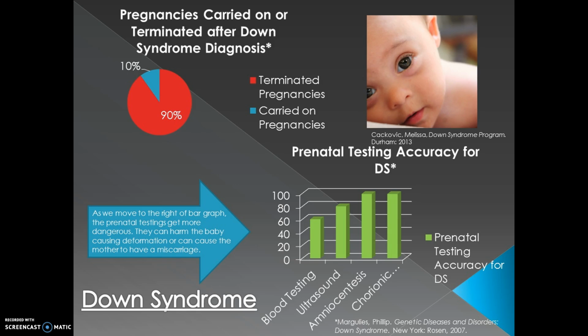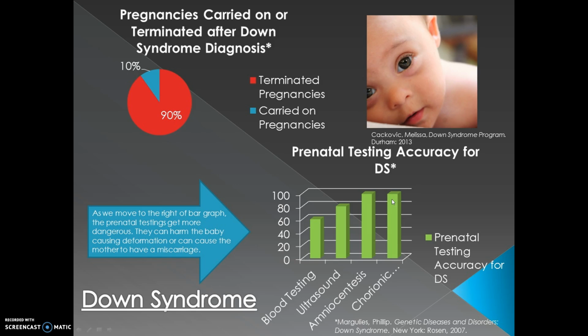Okay? And when you think about the fact that 90% are terminating, you probably want to be very sure about what you're diagnosing. But as you can see, if you get closer to 100%, as her graph very well shows, then all of a sudden you're taking a chance of harming the baby. So you might be getting this more accurate result, but you may be hurting the baby to get it, right?